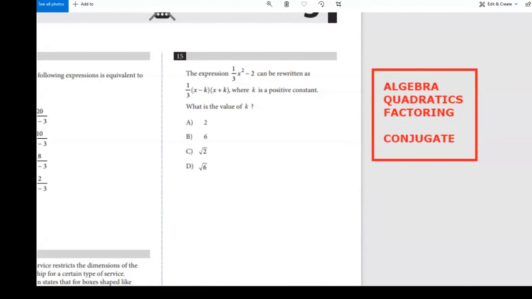Just one moment, please. Talia, are you back? Destin, can you read number 15, which is the last, usually most difficult multiple choice, factoring. The expression 1/3 x squared minus 2 can be rewritten as 1/3 parentheses x minus k parentheses x plus k, where k is a positive constant. What is the value of k?